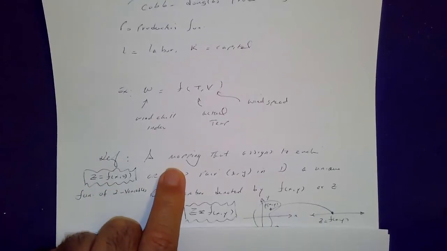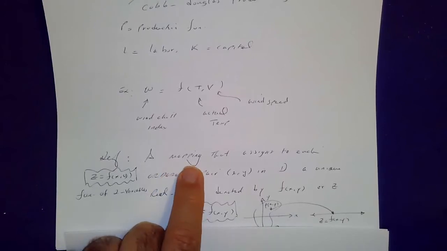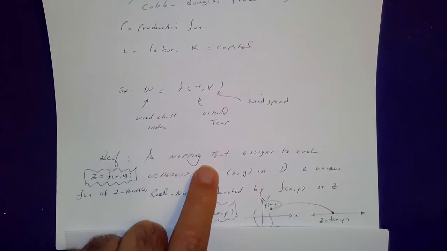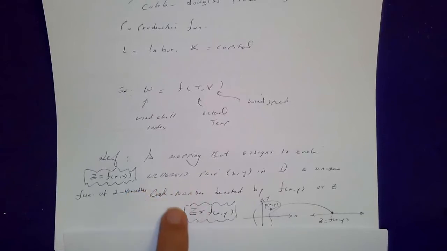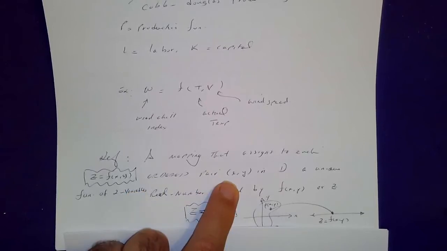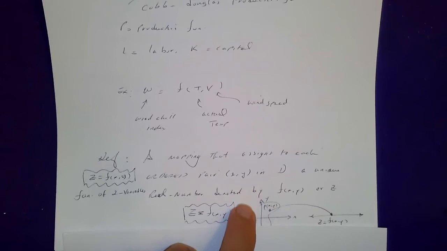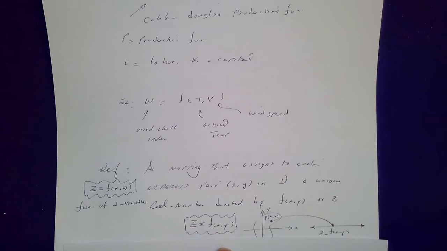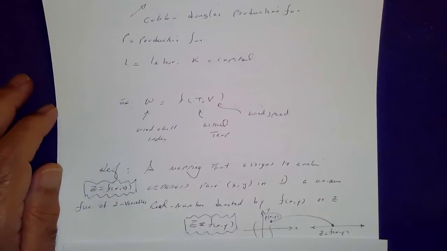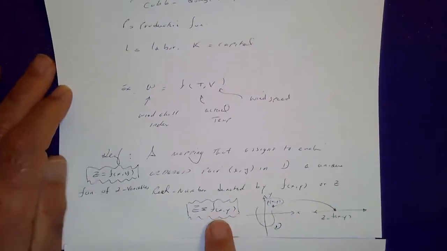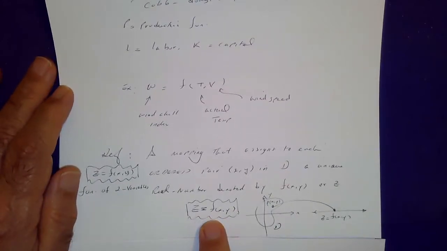The formal definition is a mapping. Mapping means it's a rule that assigns to each ordered pair x and y in the domain a unique real number denoted by z. In other words, this is how the function looks. z is just a nickname for f(x, y).